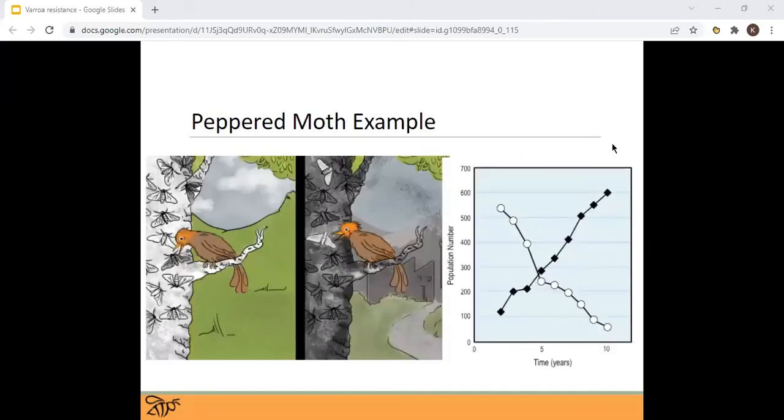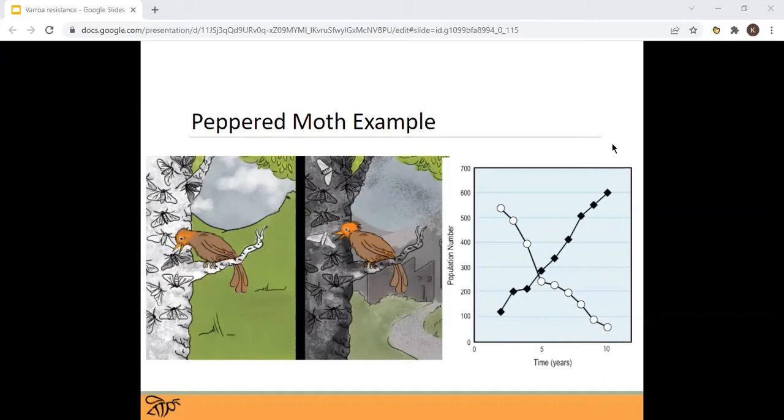So a classic example of natural selection is the peppered moth example. In peppered moth populations, there's natural variability in their coloring. Moths can be light colored or dark colored, and this trait is heritable, so it's passed on from one generation to the next. Light colored moths have light colored babies, dark colored moths have dark colored babies.